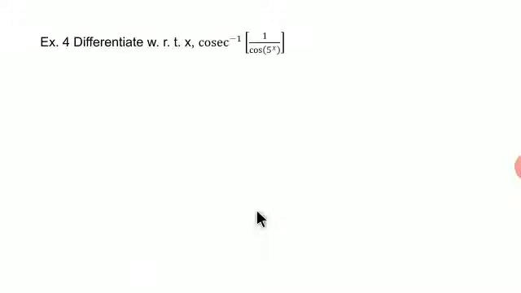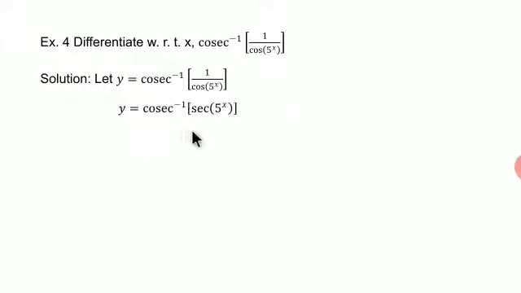Differentiate with respect to x cosec inverse of 1 upon cos of 5 raised to x. Let y be equal to the given function, cosec inverse of 1 upon cos 5 raised to x. Now we know 1 upon cos means sec. So we get y is equal to cosec inverse of sec 5 raised to x.